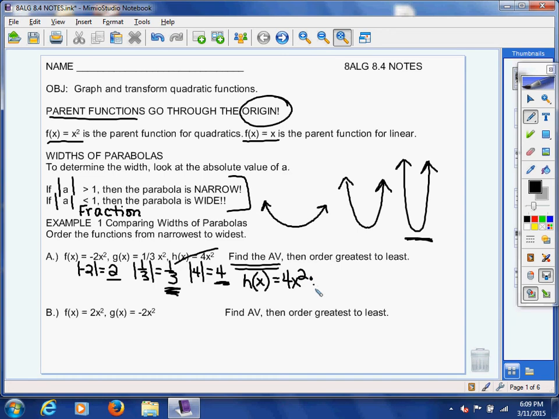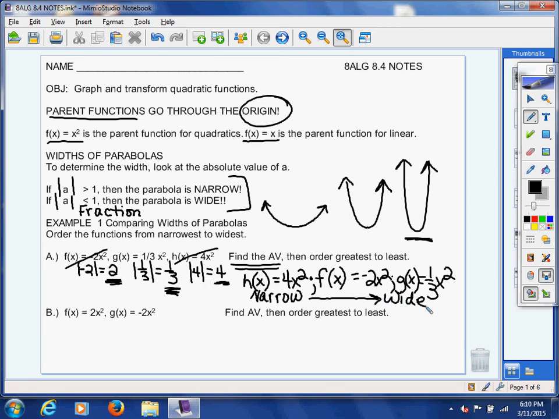Okay, so of the 2 numbers, 2 or 1/3, which one's bigger? Hopefully you said 2. And we're going to put that next equation up. F of x is equal to -2x squared. That's narrow, not as narrow as 4x squared, but still narrow. And then your widest is going to be g of x, equal to 1/3 x squared. Okay, so this is most narrow on up to, we're getting wider.